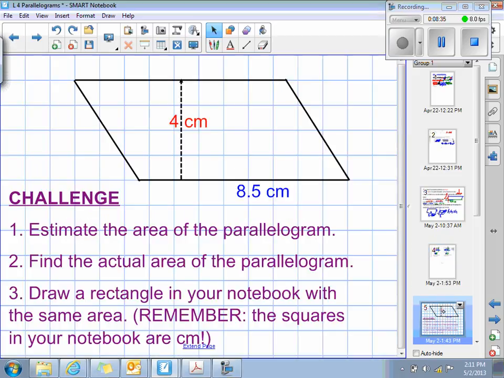So here's your challenge. Take this parallelogram, and in your notebook, number 1, estimate the area of the parallelogram by counting the whole squares and anything that's shaded more than half. Secondly, find the actual area of the parallelogram by multiplying base times height. And third, draw a rectangle in your notebook with the exact same area. And just a hint, remember, the squares in your notebook are centimeters squared.